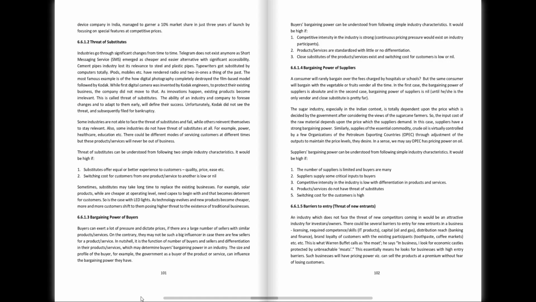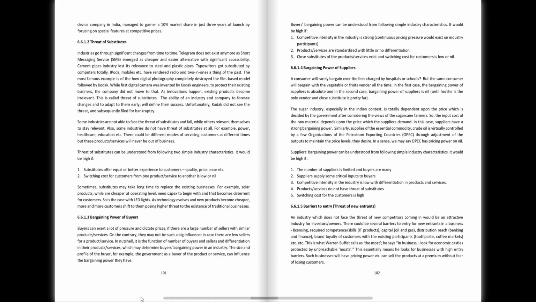Bargaining power of suppliers. A consumer will rarely bargain over the fees charged by hospitals or schools, but the same consumer will bargain with the vegetable or fruits vendor all the time. In the first case, the bargaining power of suppliers is absolute, and in the second case, the bargaining power of suppliers is nil unless he/she is the only vendor and a close substitute is pretty far.